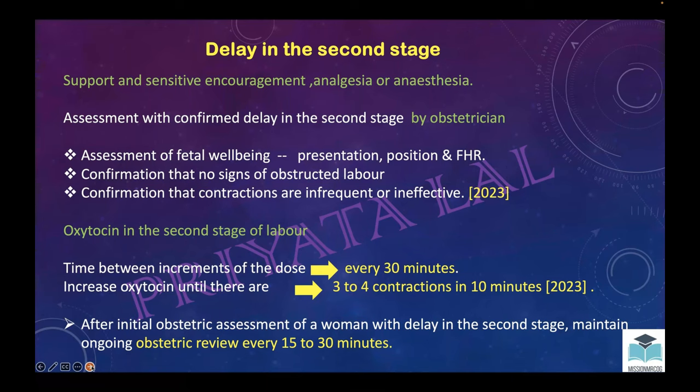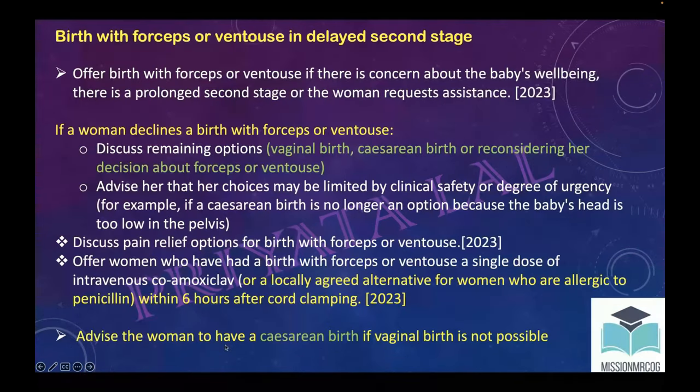Now, this would be important for part three people. Whenever the patient is fully dilated and delayed second stage of labor is there, you have to offer the options. So offer forceps or ventouse if there is a prolonged second stage. Now, if the patient declines forceps and ventouse, explain vaginal birth, cesarean section, or reconsidering her option. And you have to explain to the patient that cesarean section would be very difficult at this stage, because the baby's head will be too low in the pelvis.